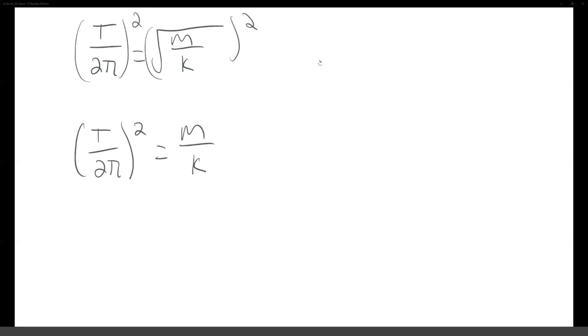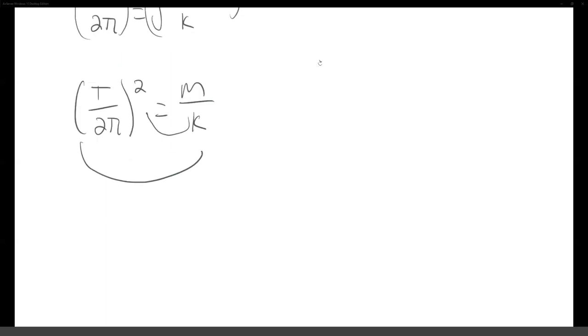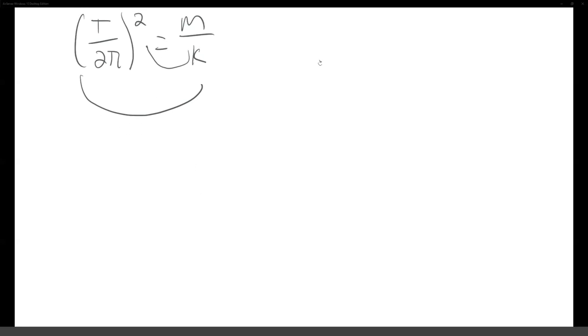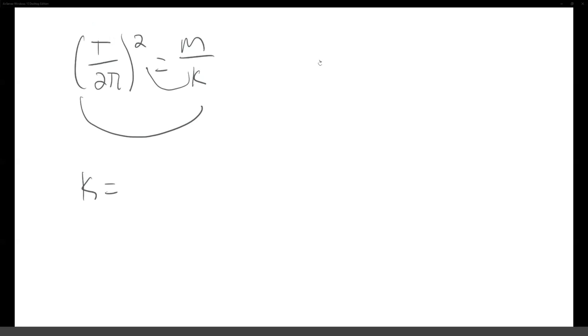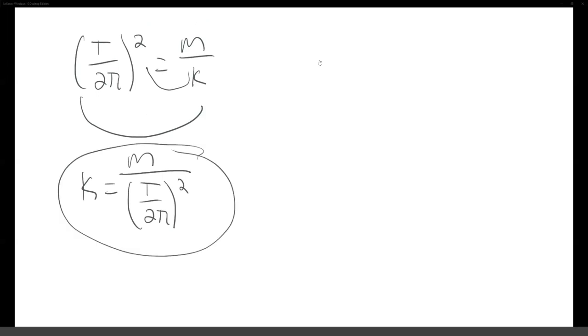And then what you end up doing is multiplying by K and then dividing back out this stuff. So, skipping a couple steps, K equals m divided by (T over 2 pi) squared. So now I have an algorithm formatted in a way where I could just plug in all my values, put it in my calculator, and I'll get K without having to do too much extra thinking.